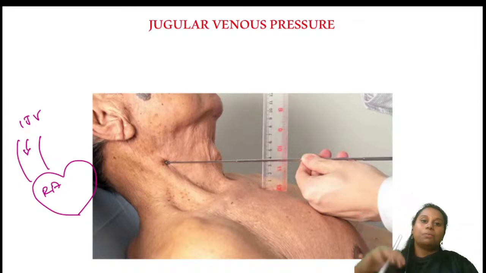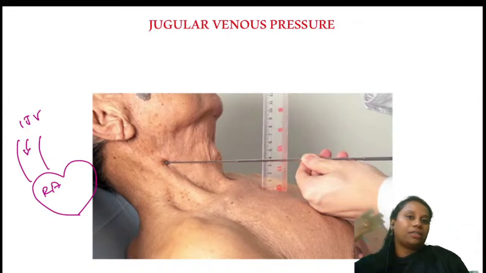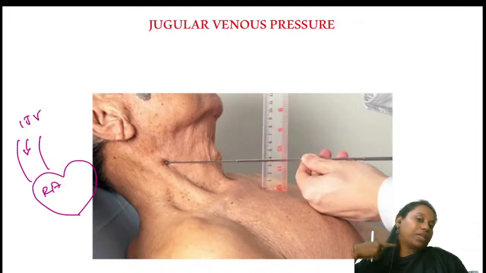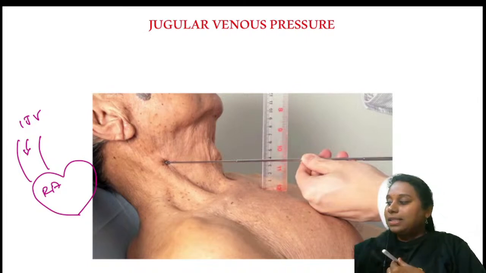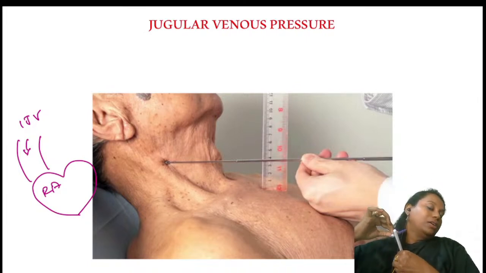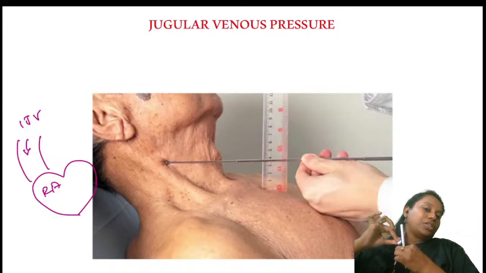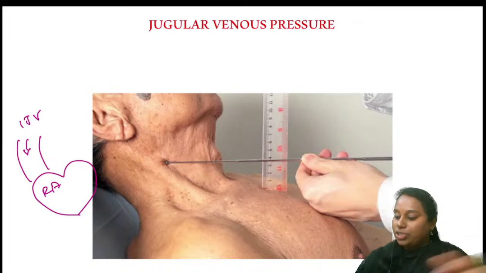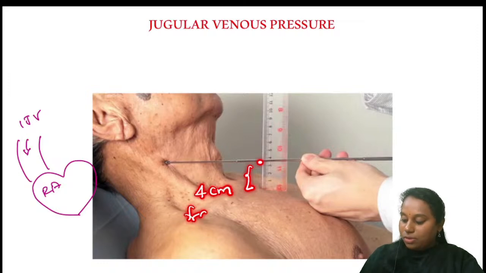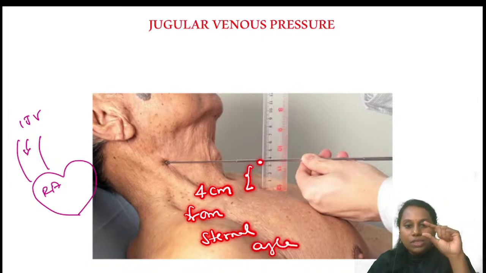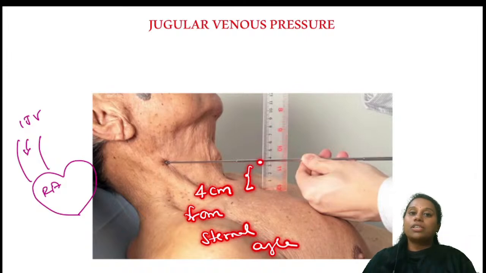Just remember, JVP means right atrial pressure. How do you measure this? Put the patient in 45-degree inclination in good sunlight. Turn the head to the left side. On the right side, if JVP is elevated, you can see the elevated waves coming up. Using two scales, one scale is placed on the sternal angle and the second scale is placed at the highest point where you see the pulsation, and you match both the scales. You measure this distance from the sternal angle. It is normally 4 centimeter from the sternal angle. If it is more than 4 centimeter, then you call it elevated JVP.